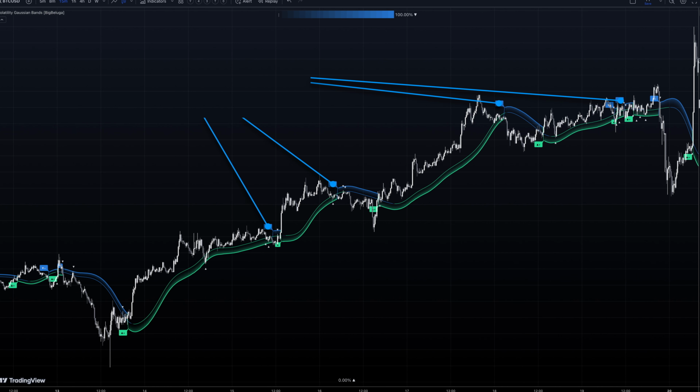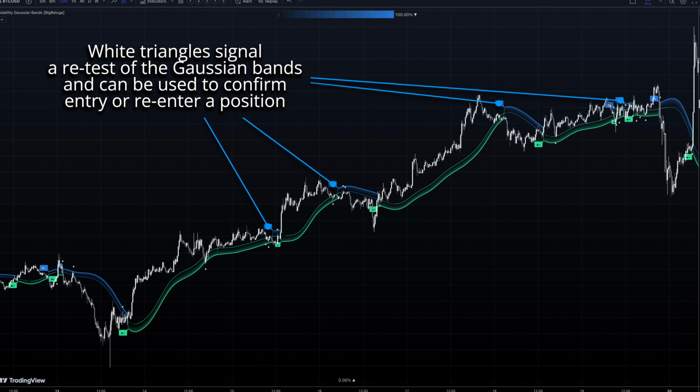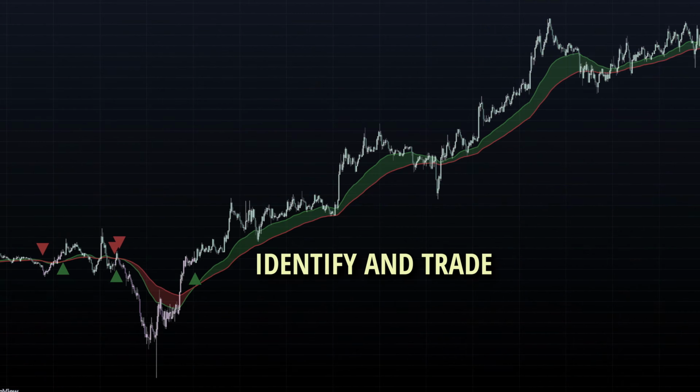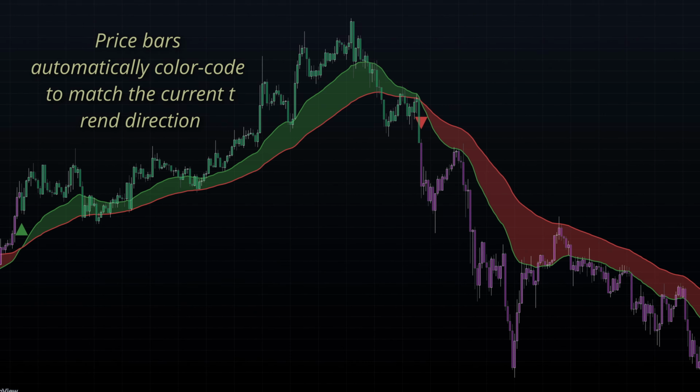For exits, consider closing the position when the price crosses the Gaussian midline again, or if the trend strength gauge weakens significantly.